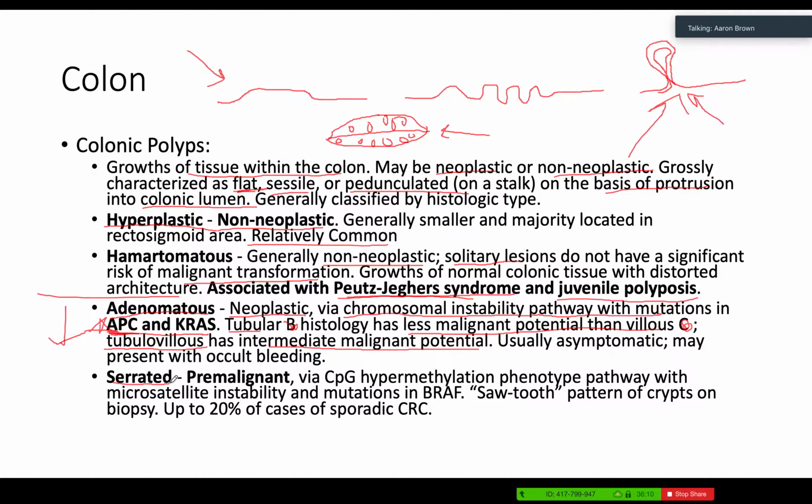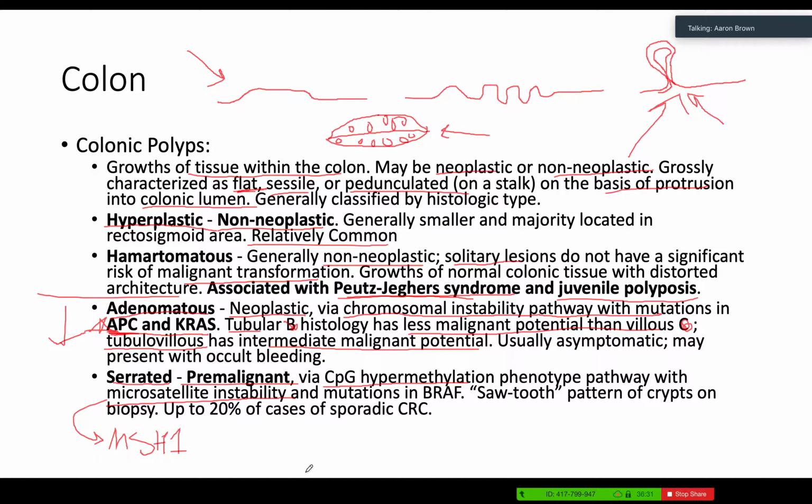Last, serrated polyps. These are pre-malignant. We consider this as it's going to progress to malignancy. This is due to the CpG hypermethylation, due to microsatellite instability. The genes involved here are MSH1 gene.